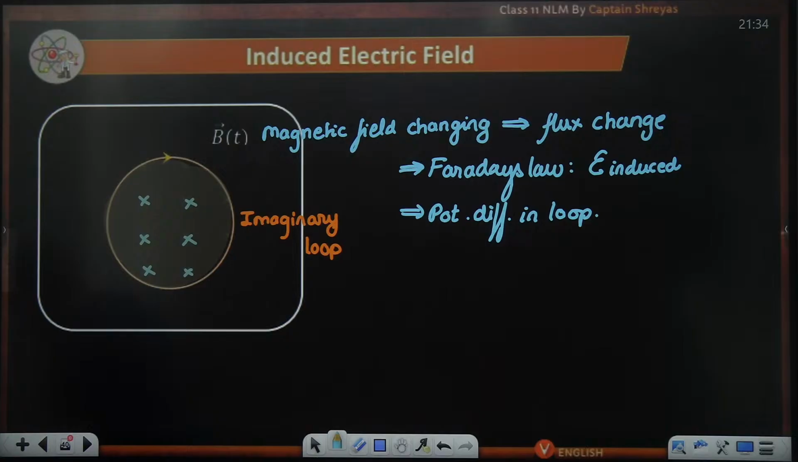What do you think about it? Will there be current in that imaginary loop? Yes or no? Think carefully.